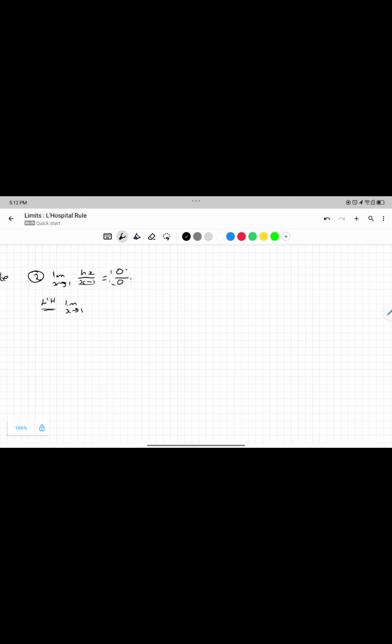That means you need to differentiate ln x. When you differentiate ln x, we get 1 over x. When you differentiate x minus 1, we get 1. So therefore, we'll get 1 over 1 over 1, which gives 1, because 1 over 1 is 1. See?